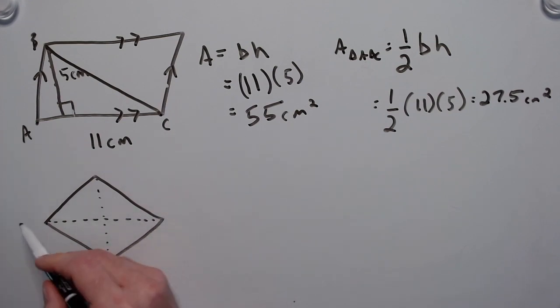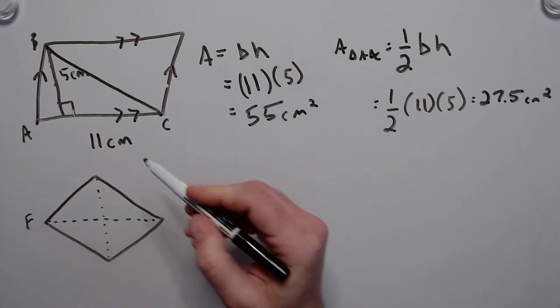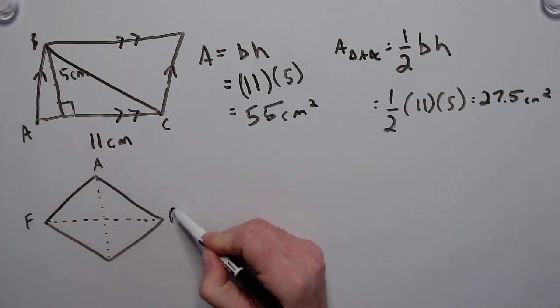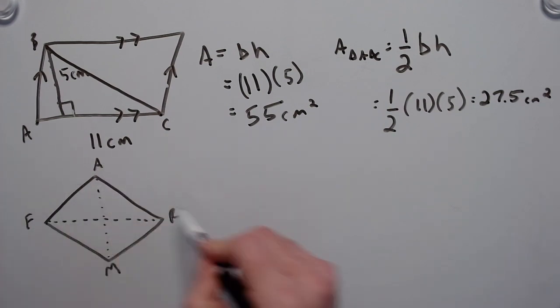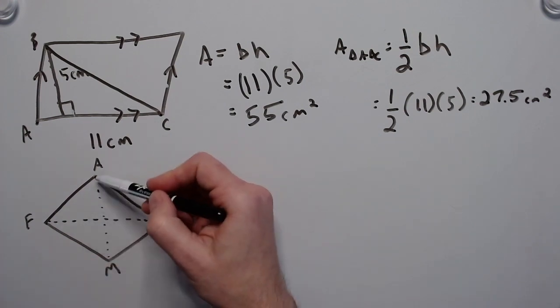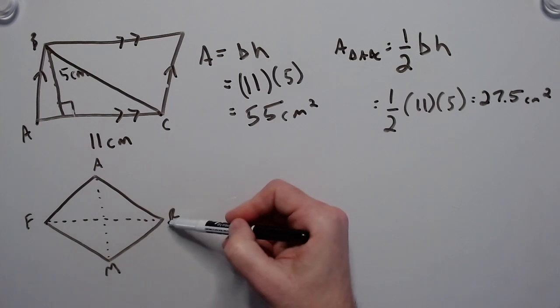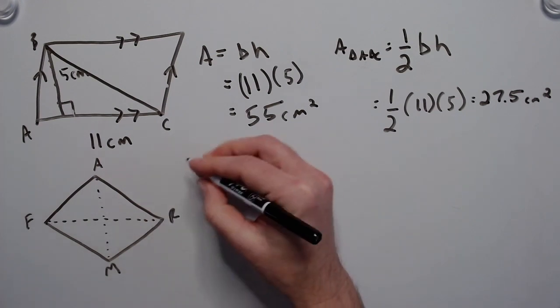And we'll put some letters in here: F, A, R, and M. So we have rhombus FARM, a quadrilateral. The diagonals are AM and FR. Let's put some givens down here.